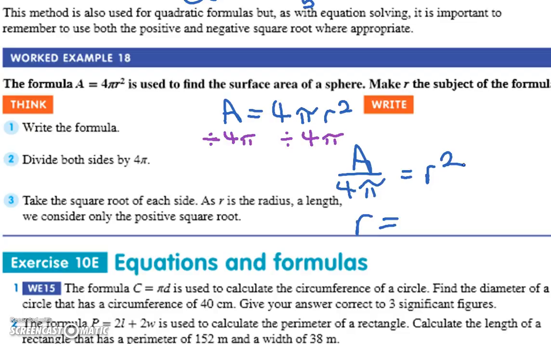So, how do we get from R squared to R? We are going to square root both sides. What does the square root of R squared look like? R. Because that square root and that square cancel each other out. Okay. R equals the square root of everything here. Does that make sense? So R equals the square root of everything there.